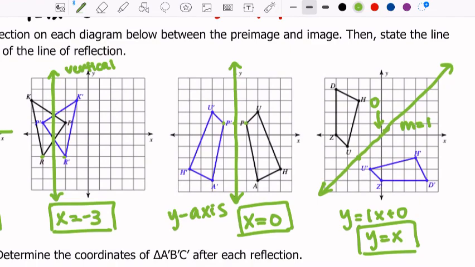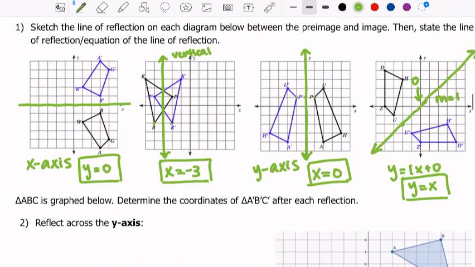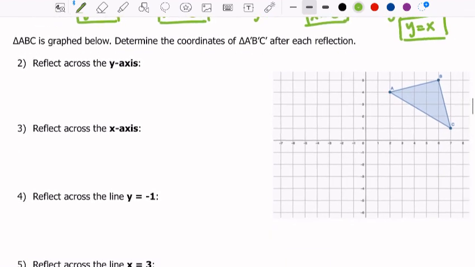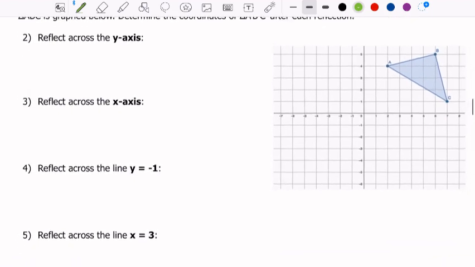Okay, so we've seen a little bit of practice with identifying some lines of reflection and writing the equations. Let's actually go ahead and do some where we have to find the lines of reflection or our image points ourselves. Okay, so in this case, we have this triangle ABC, and it's graphed here. We're going to determine the coordinates of A prime, B prime, and C prime after each reflection. Okay, so first we are going to reflect across the y-axis, okay?